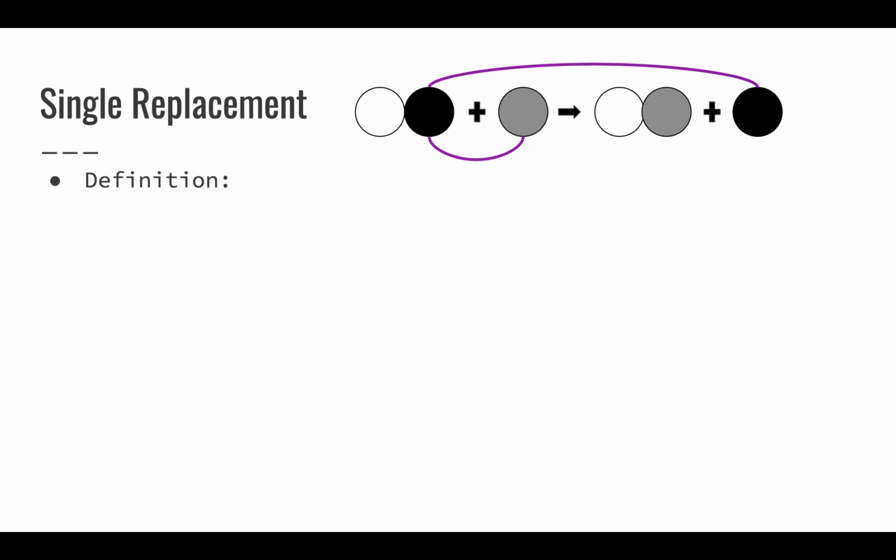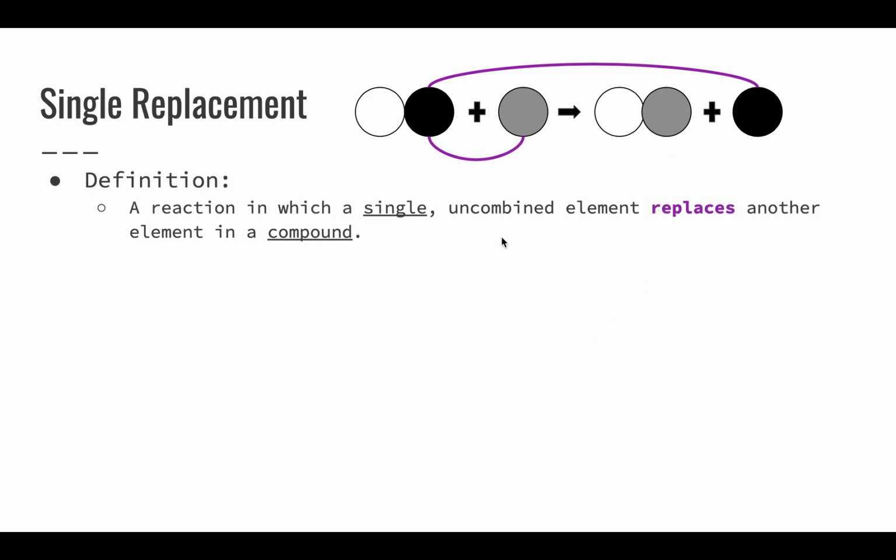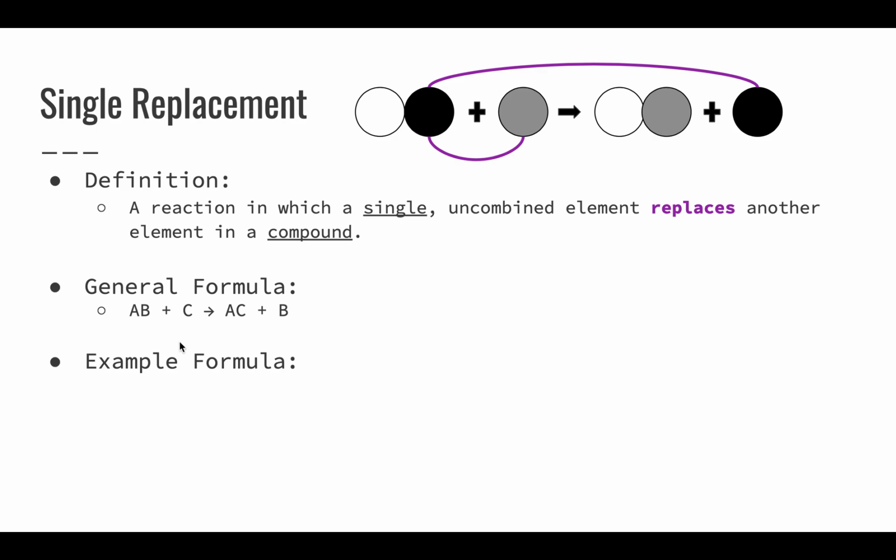Our definition of a single replacement: a reaction in which a single uncombined element replaces another element in a compound. So like our gray circle replacing our black circle next to white. All right. General formula: AB plus C is going to give us AC plus B. We'll see what that looks like in just a second. C went and replaced B, so now it's standing beside A, and B is by itself.